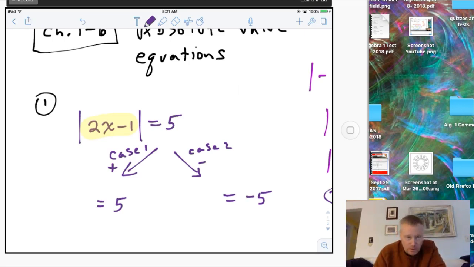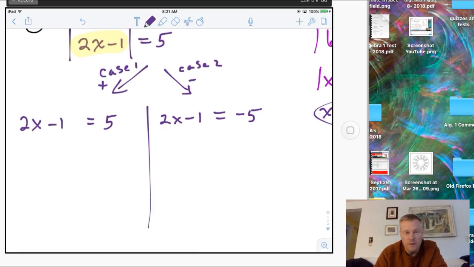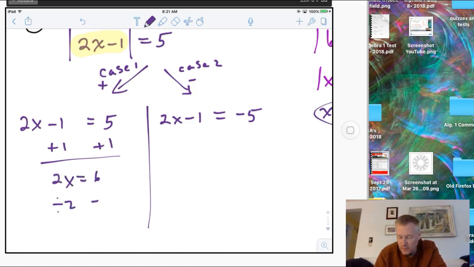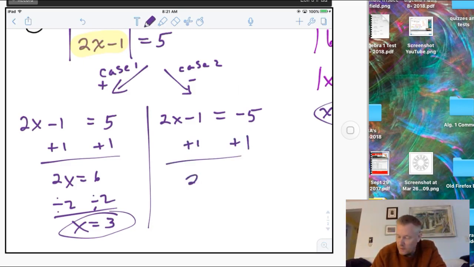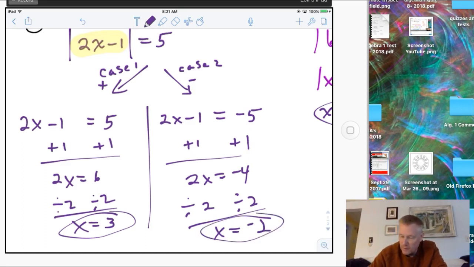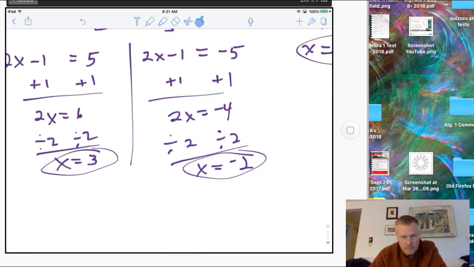But now what's going to be equal to 5 is the 2x minus 1 on both of them. So those are my two equations that I'm now going to solve. Draw a line down the middle, solve them separately, and we'll get my two answers. I got 2x equals 6, divide by 2, and quickly get your answer of x equals 3. And the second one, if I add 1 to both sides, I get 2x equals -4, divide by 2, and you get x equals -2. So there's my two answers. I got -2 and 3, and that's it.